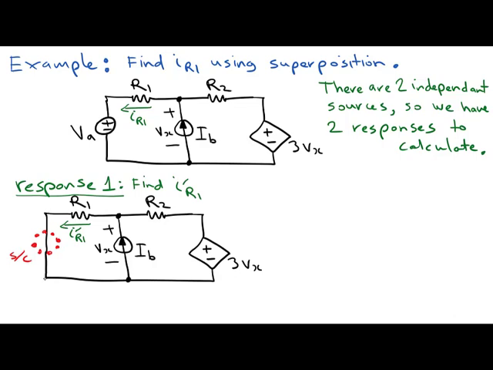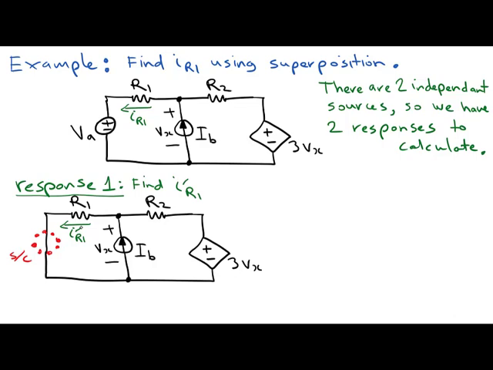So we've drawn a wire in its place, and we've just put some red dots to denote that that's where it was. It's just to help us keep track of things, and it's a short circuit. And note that we keep the dependent voltage source in the circuit. We keep it for all of the responses. And then we use circuit analysis to find I prime R1. So this is a more simplified circuit than our original.